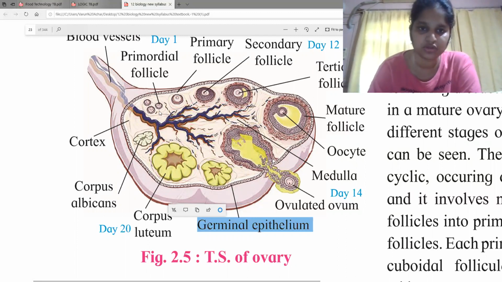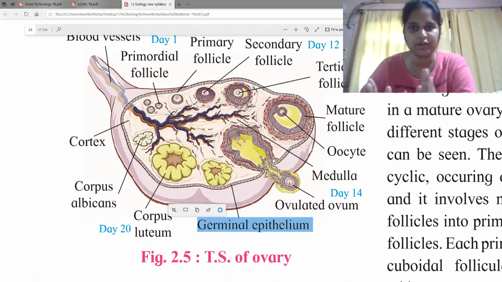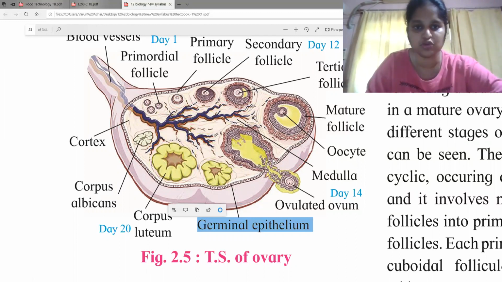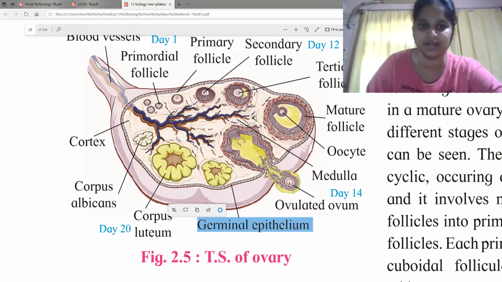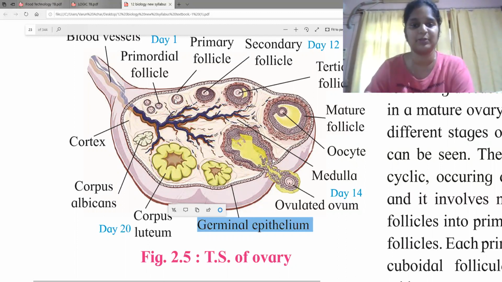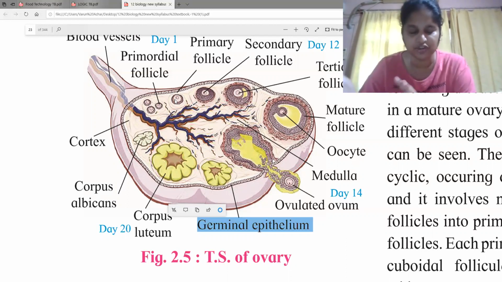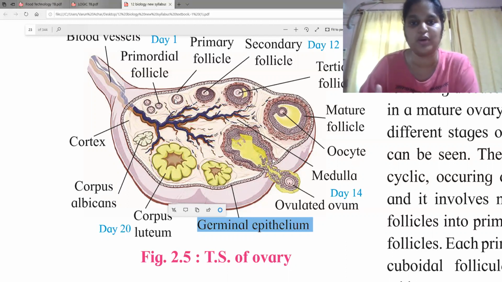This primary oocyte will be diploid in characteristic. Diploid means it has two sets of chromosomes, one from the father and one from the mother. So far the meiotic division has not started yet. After the primordial follicle, the primary follicle will be formed, and from the primary follicle the division of the primary oocyte will take place, and your diploid cell will be converted into a haploid secondary follicle.